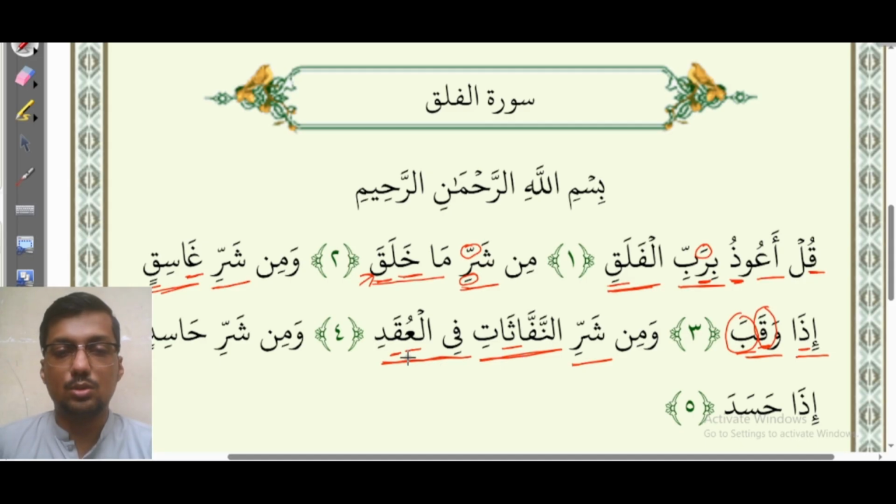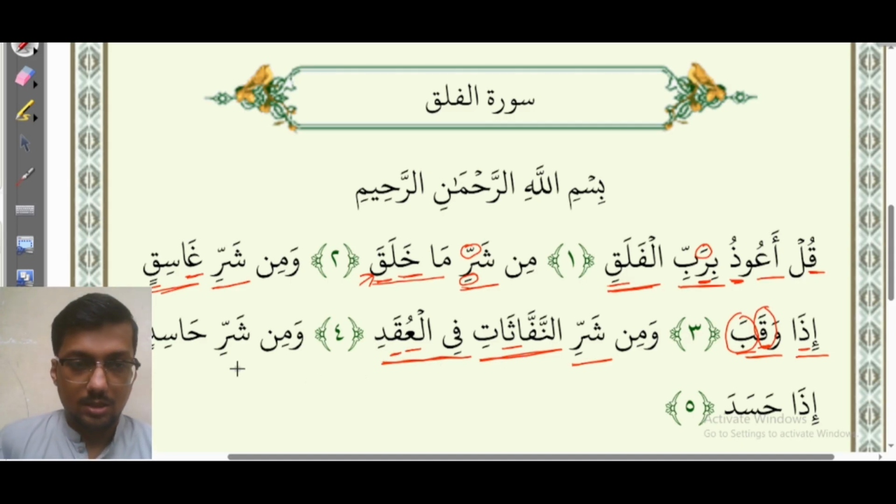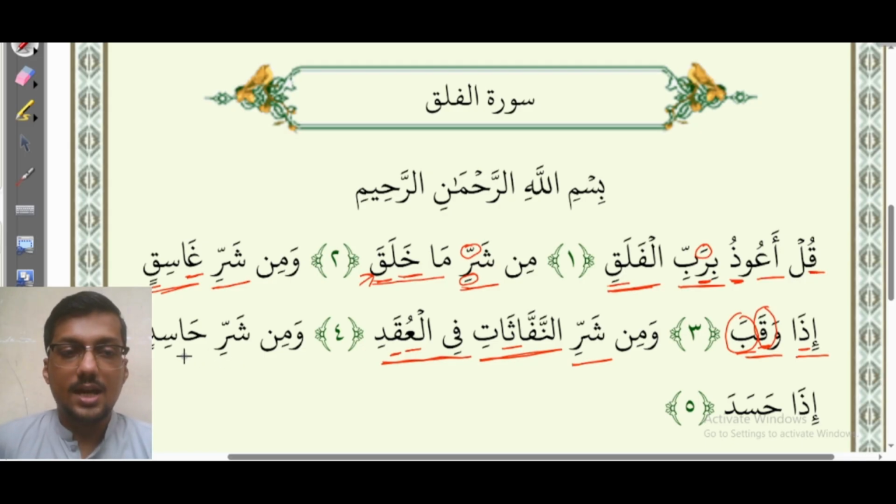So the whole ayat will become وَمِن شَرِّ النَّفَّاثَاتِ فِي الْعُقَدِ. Next ayat. وَمِن شَرِّ حَاسِدٍ إِذَا حَسَدَ. So the first word we have to focus on is حَاسِدٍ.